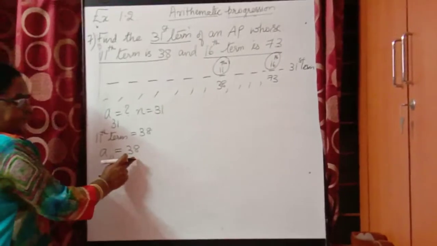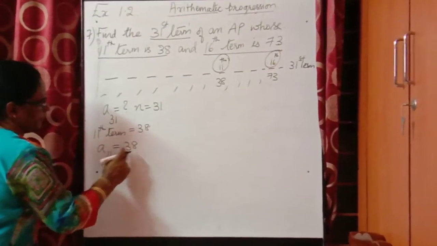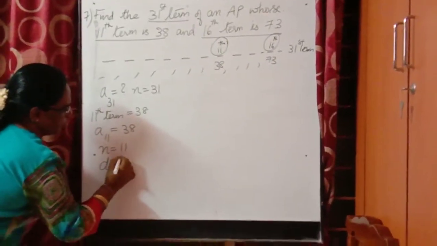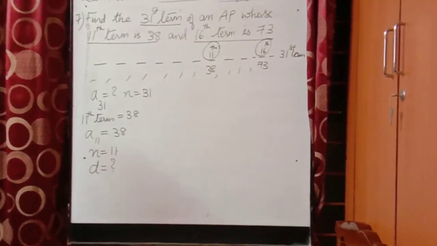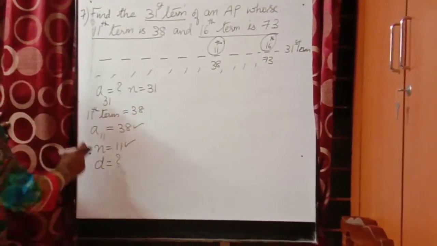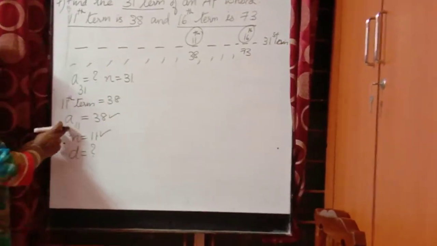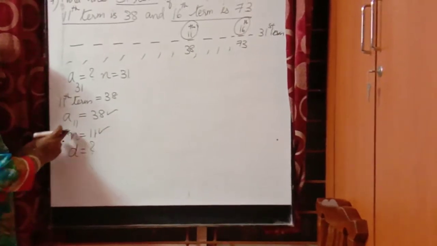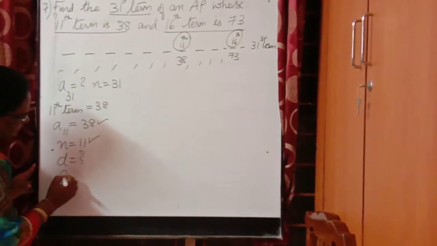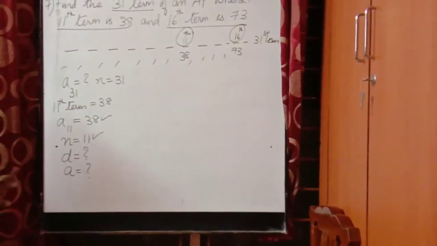Okay, A11 is 38. Here, what is the value of n? This is the 11th term, so number of terms is 11. What is the difference? We don't know. What have they given? An means 38, so n is nothing but the 11th term here. Therefore n is equal to 11. D is equal to question mark. First term they have not given. A is also not known. So now you don't know two quantities here.